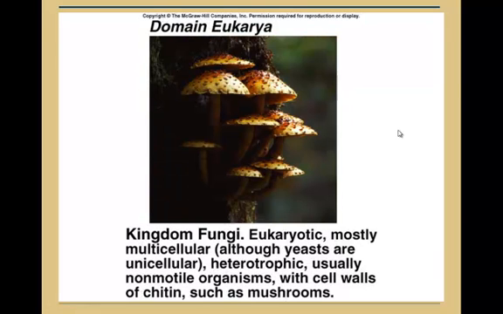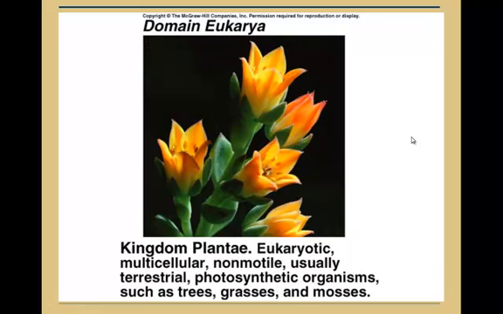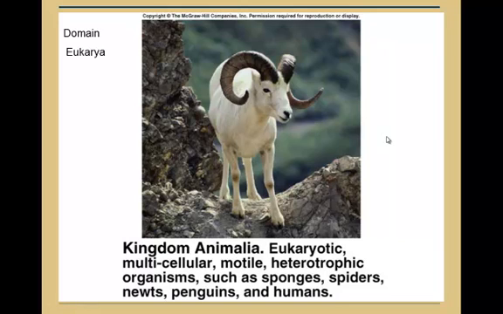Also in domain Eukarya, we have kingdom Plantae. I'm sorry, these are not plants. We have kingdom Fungi, and we're showing here some fruiting bodies or some mushrooms. These produce spores and allow the fungi to reproduce. In domain Eukarya, we do also have kingdom Plantae, and this is a plant. It has green foliage, green leaves and stems, and then flowers for reproduction. And finally, in domain Eukarya, we have kingdom Animalia. This is a mountain sheep, I believe a Dall sheep. And so with that, we will conclude this module.